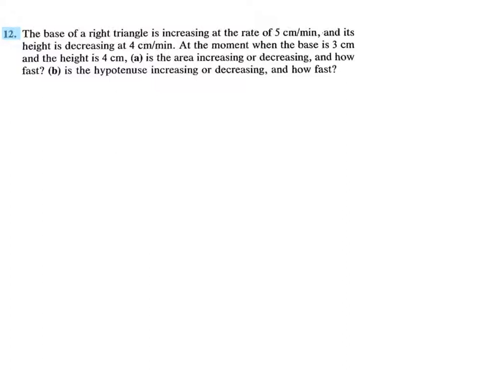The base of a right triangle is increasing at the rate of 5 centimeters per minute, and its height is decreasing at 4 centimeters per minute. At the moment when the base is 3 centimeters and the height is 4 centimeters, A, is the area increasing or decreasing, and how fast? B, is the hypotenuse increasing or decreasing, and how fast?